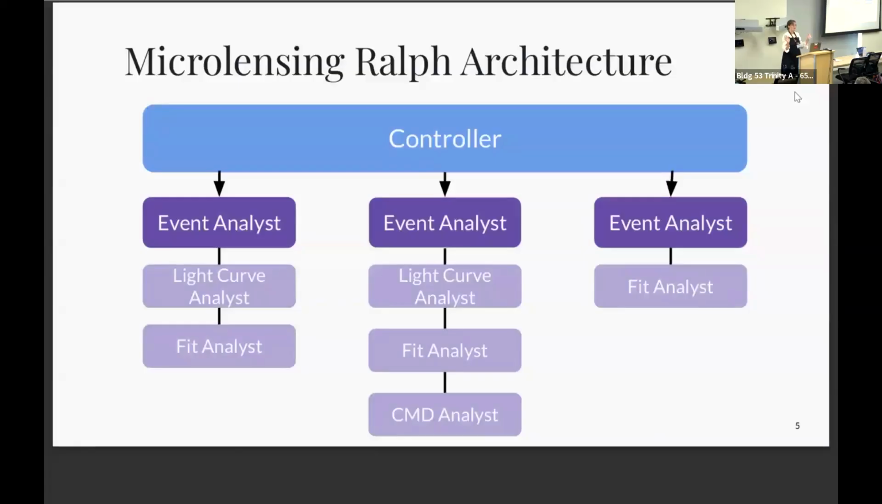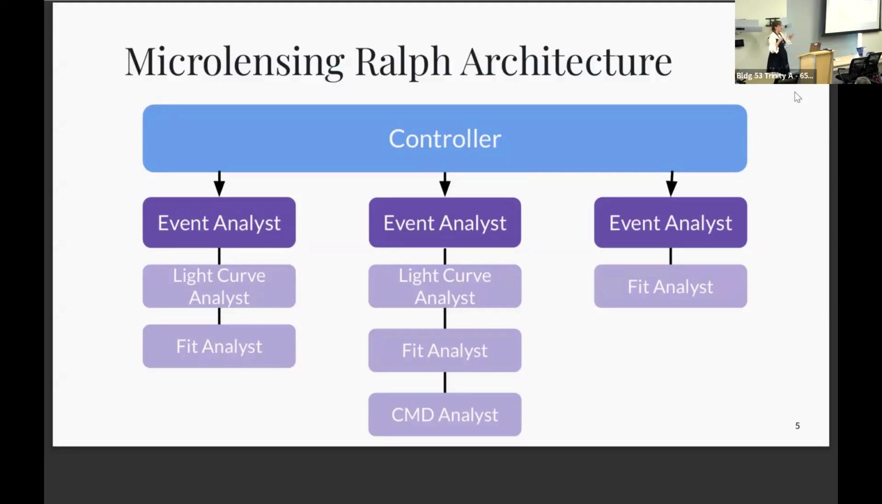This is a very rough image of the microlensing crowd architecture. It has two main modules, which is the controller. The controller basically gets information on how much computing processing power it has, and then puts the events into a queue. It knows where to look for them, and it also knows where to save the data.